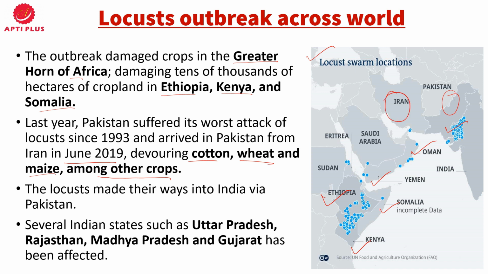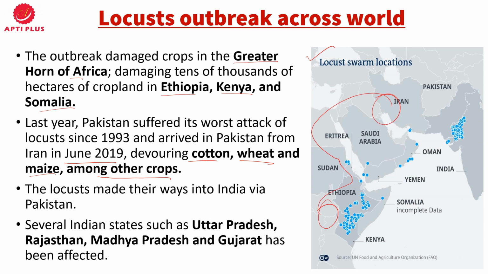Okay, so from Iran it reached Pakistan, and from Pakistan it reaches India. Fine. So this is the sequence of travel. They started from Ethiopia. I'll tell you how they migrate, and this will help you understand their migratory pattern. So they start somewhere close to Ethiopia, then they travel to this region.